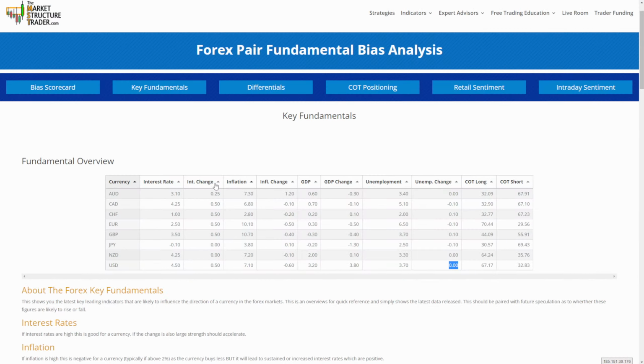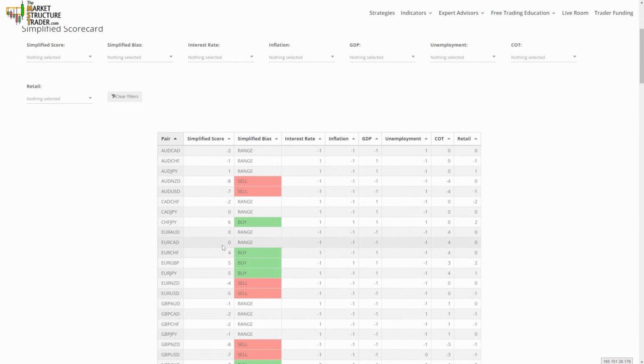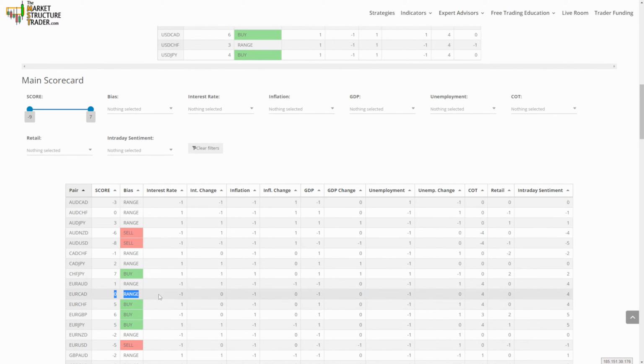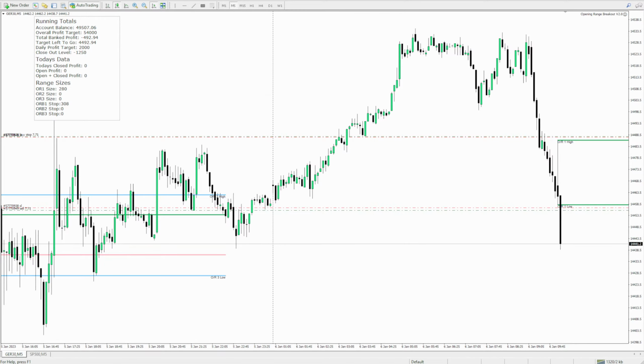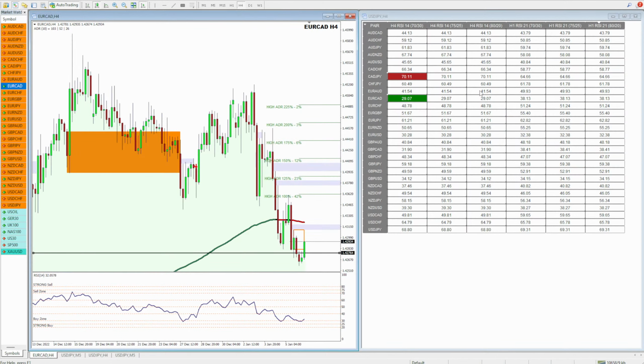Sentiment on Euro CAD. It's range bound. So yeah, do what you like with that one. Difficult to tell, isn't it? So yes, there's nothing to look at on the RSI extension. There's no opportunities there at the moment.